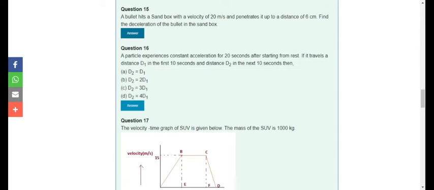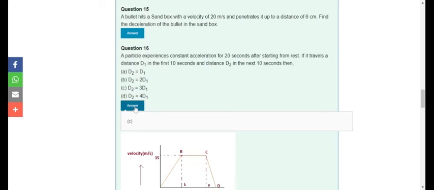See here, a particle is moving with a constant acceleration. If there is an acceleration, it means that the velocity of the particle is increasing, isn't it? So in the first 10 seconds it will have less velocity, and in the next 10 seconds it will have greater average velocity. So obviously the first option is not correct, that d2 is equal to d1. This is not correct. So from the remaining three, how can we find the relationship between them?